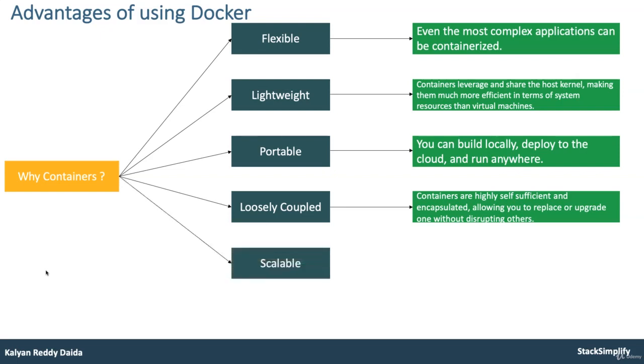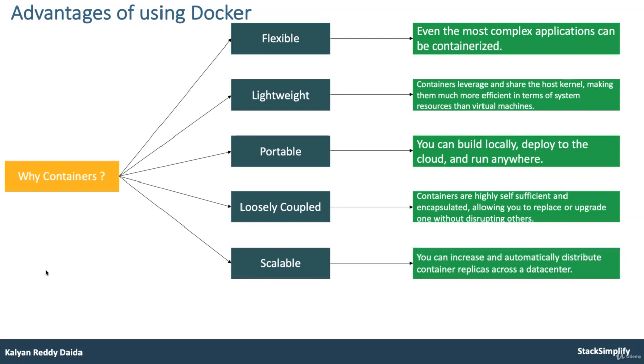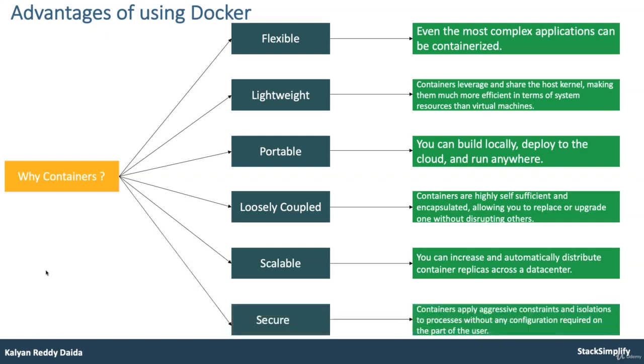They are very much scalable. You can increase and automatically distribute container replicas across a data center. They are very much secure. Containers apply aggressive constraints and isolations to processes without any configuration required on the part of the user. So with that said, Docker containers are flexible, lightweight, portable, loosely coupled, scalable, and even secure.